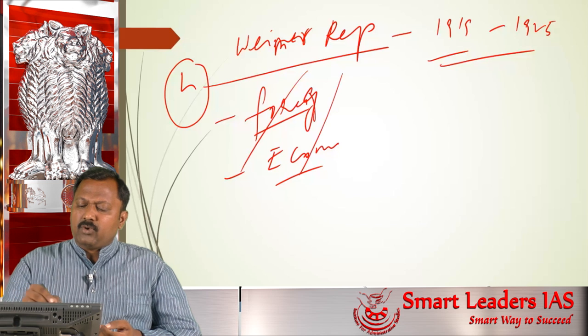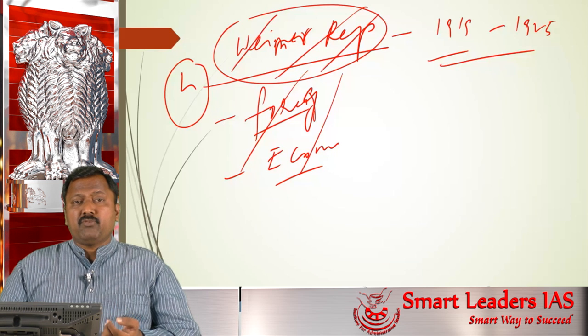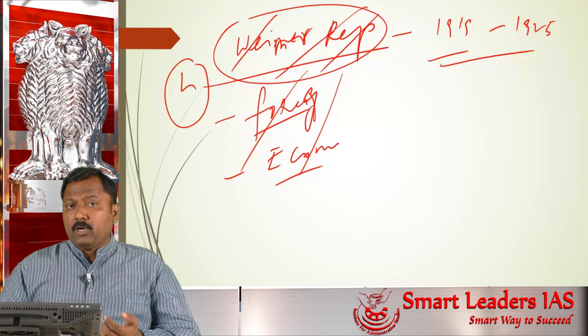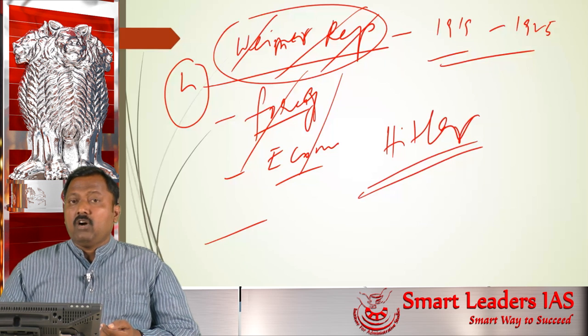As a result of all this, the Weimar Republic fell, and it was also blamed for signing the Treaty of Versailles. Because of this, the Weimar Republic became unpopular, and over a period of time, one person called Hitler emerges on the stage of Germany.